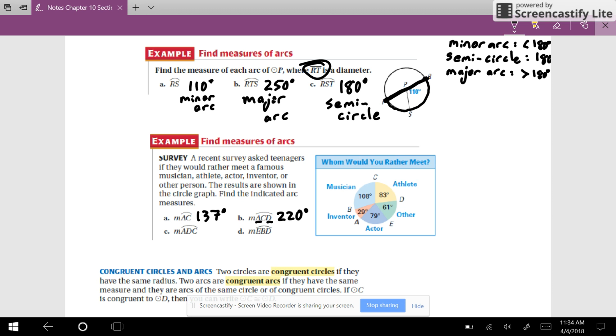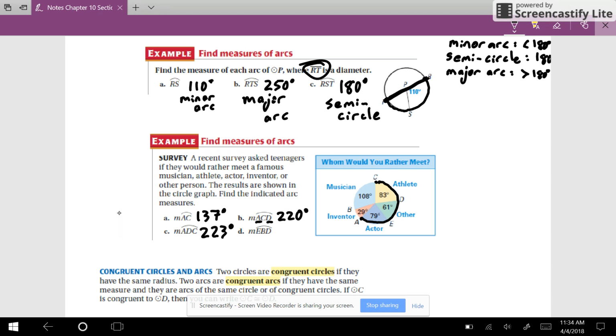Next, they want us to start at A, through D on the way to C. So we stop at C, but we travel through D on the way. So that's 79 plus 61 plus 83. 79 plus 61 is 140. So then we get 223 degrees when we add all of those together.